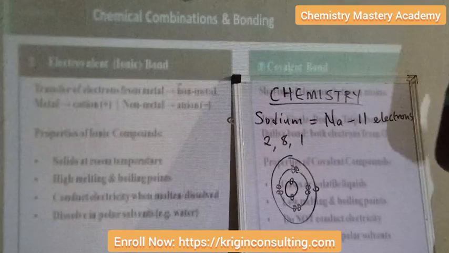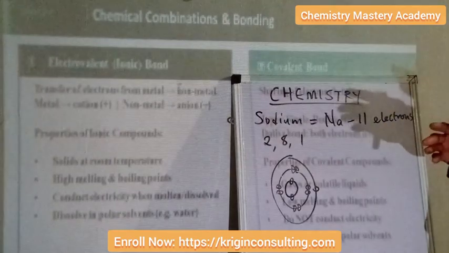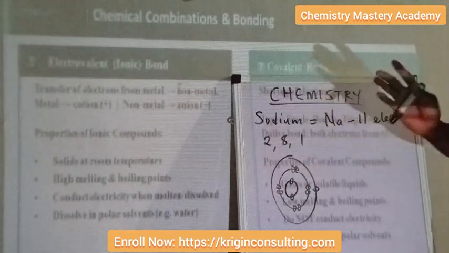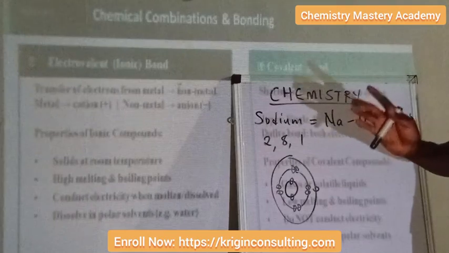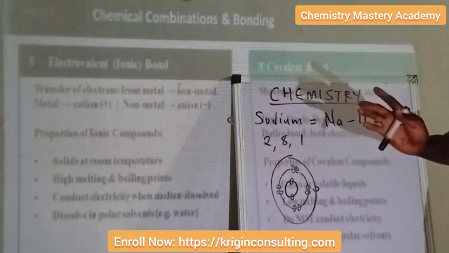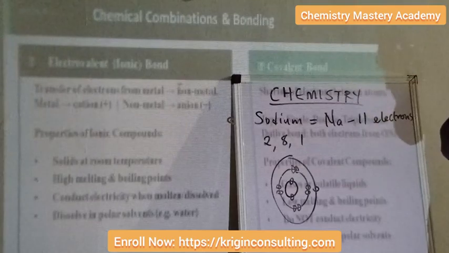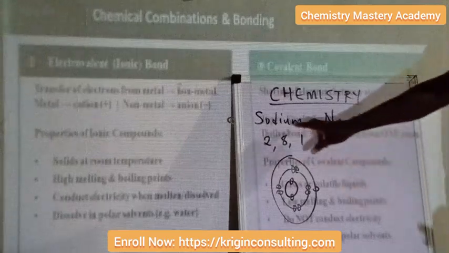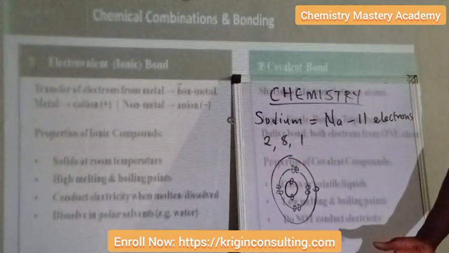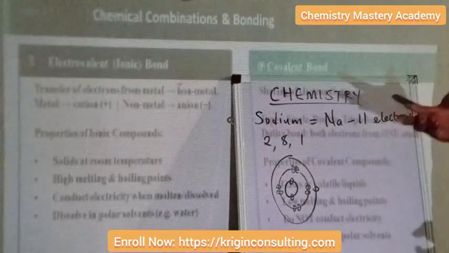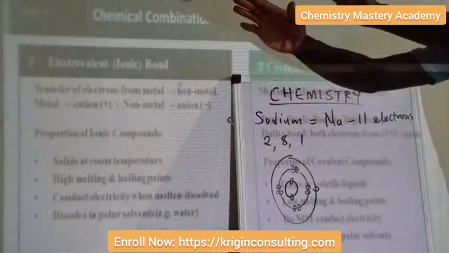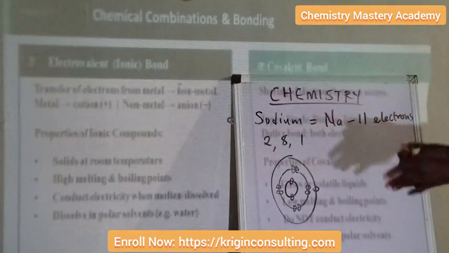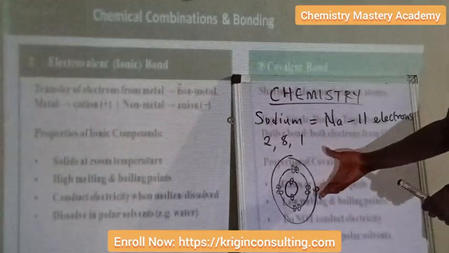Now, we have the duplet structure. Duplet structure is when the element has only 1 shell, and that 1 shell has 2 electrons in it, which is the maximum number. So that one we say is a stable duplet structure. Now, this sodium is a metal because it finds it easier to give out its 1, to transfer its 1. Okay, so sodium is a metal.